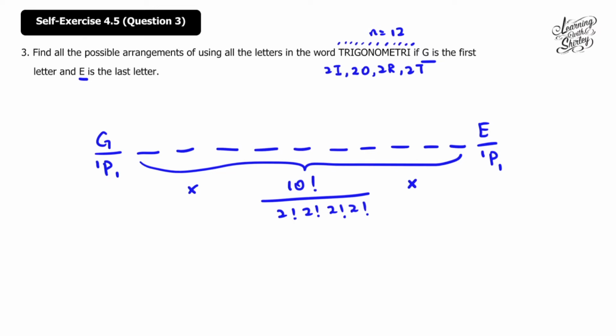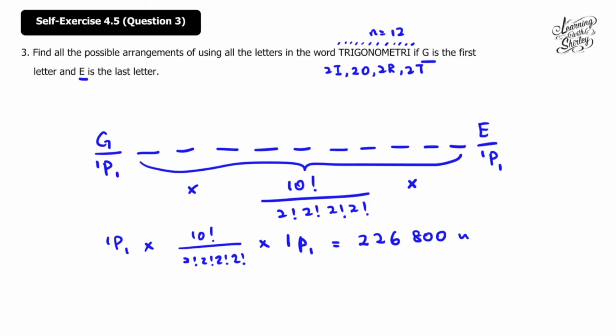So the working is 1P1 times 10 factorial over 2 factorial, 2 factorial, 2 factorial, 2 factorial, times 1P1, which equals 226,800 ways. And this is the answer.